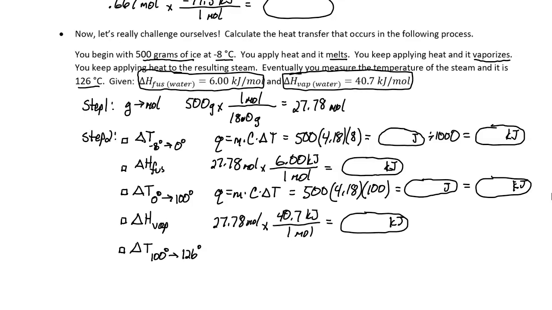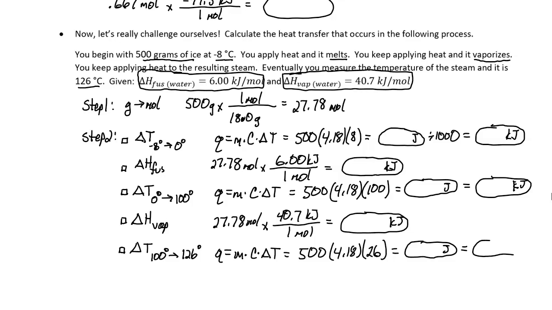All right, our final stage, back to a temperature change. So we'll use the calorimetry formula. The mass of the water is 500 grams. The value of C is 4.18. And the temperature rises 26 degrees. Multiply these three numbers together, getting the answer in joules, and then change that to an answer in kilojoules.